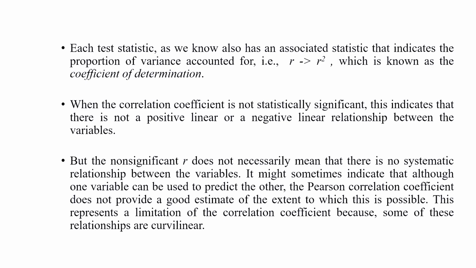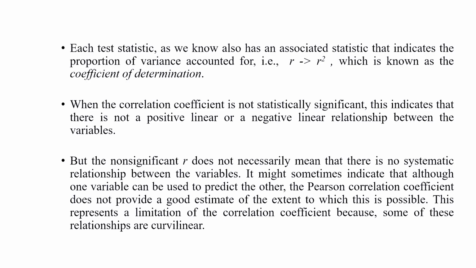Now, each test statistic, as we know, also has an associated statistic that indicates the proportion of variance that this R can account for in the data. Okay. So, for R it is the R square, and it is referred to as the coefficient of determination, how much of the data this particular thing is explaining. Okay. Now, when the correlation coefficient is not statistically significant, this indicates that there is no positive or negative linear relationship between the variables. So, this has to be also in the range of p value being significant.